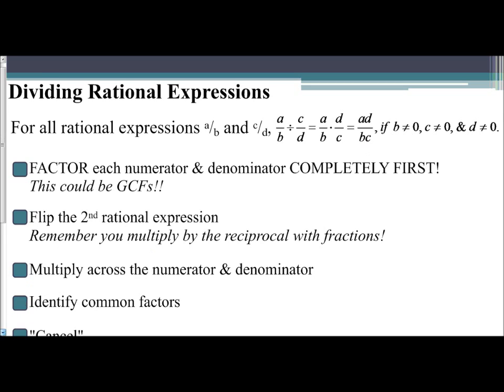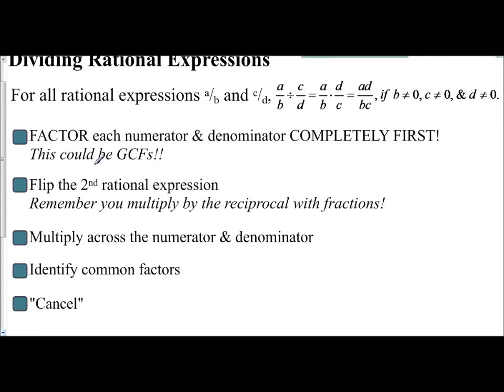So the process that we're going to use is make sure your numerators and denominators are completely factored first. And then what you want to do is flip the second rational expression. Remember, when you were dividing fractions, you were actually multiplying by the reciprocal. Multiply across the numerator and denominator, identify your common factors, and cross them out. So this is the process we're going to use.